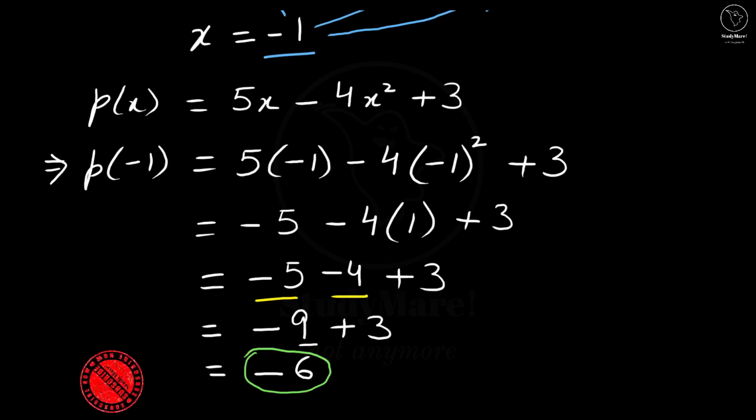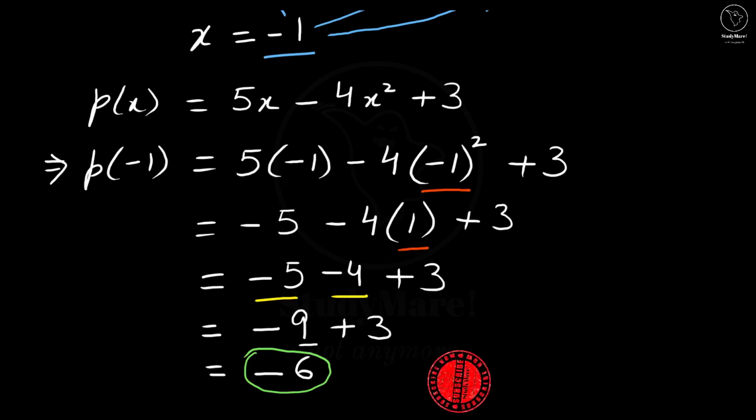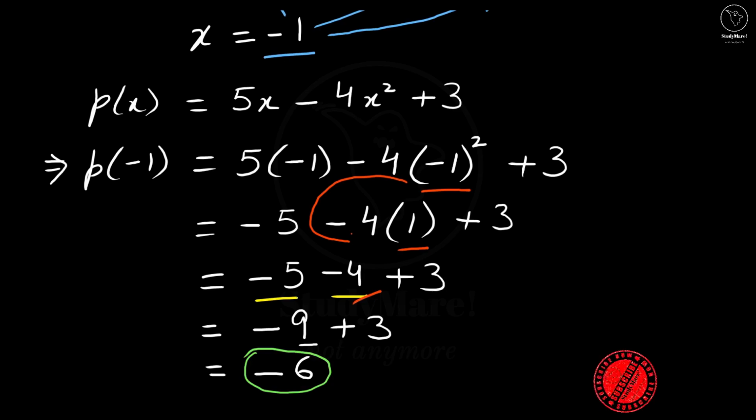So you see, this is simple. Now if you have noticed, we have done one extra step here, that is minus 1 square 1, then minus 4. We could have reached here directly.